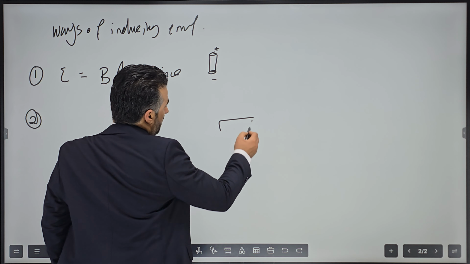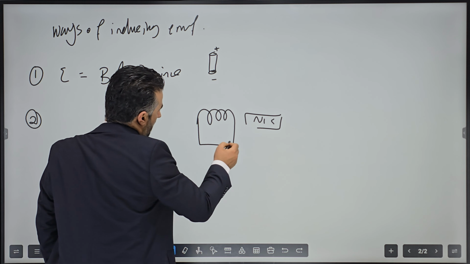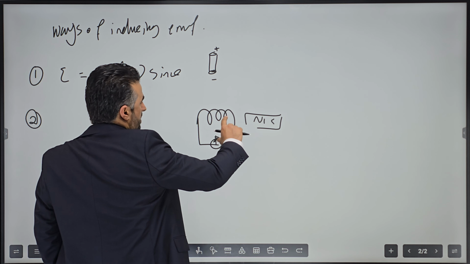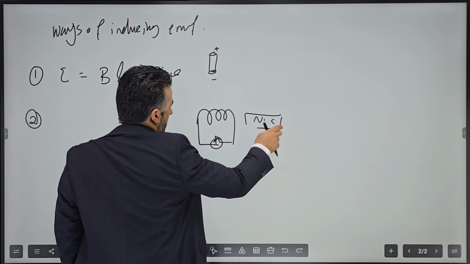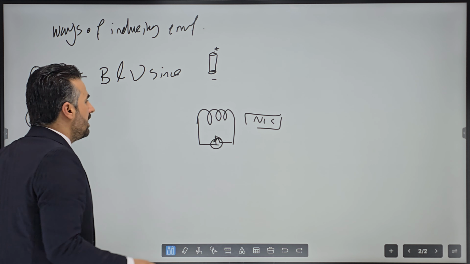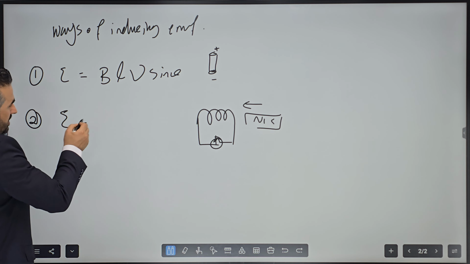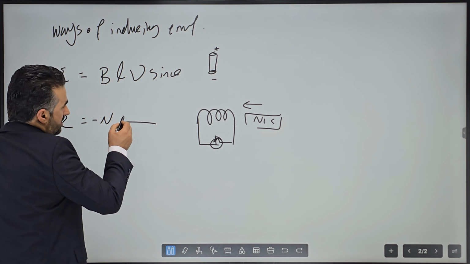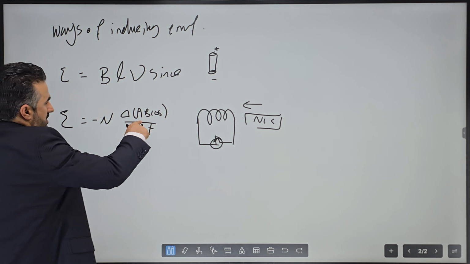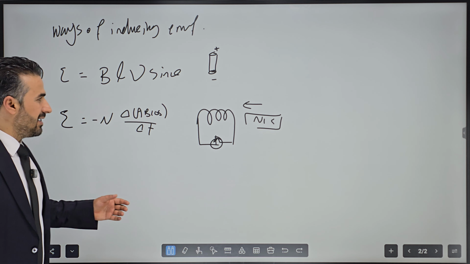When a magnet is moved close to a coil, an EMF would be induced inside this coil. As this magnet is getting closer or away from this coil, EMF will be induced here. It is negative, the change in flux, or change in AB cosine theta divided by delta T. As long as the area or the magnetic field is changing, EMF will be induced, and that is called Faraday's law of electromagnetic induction.